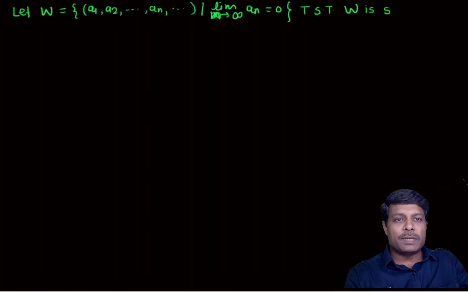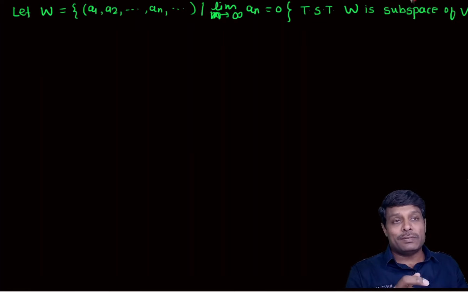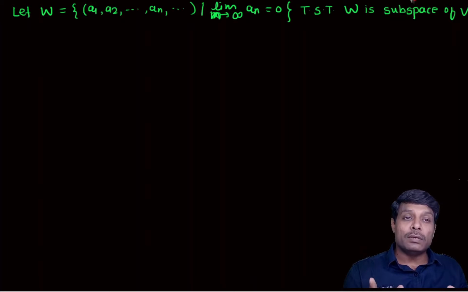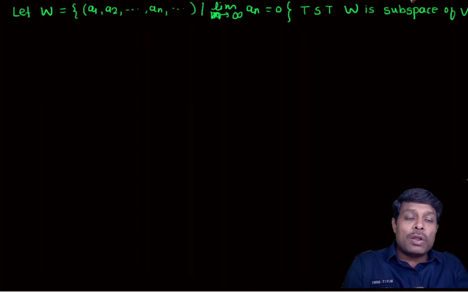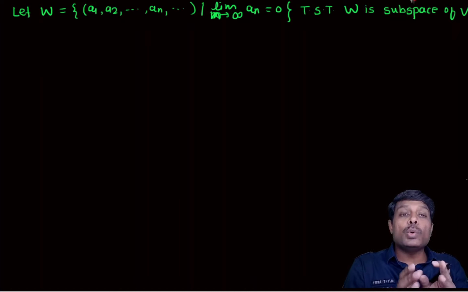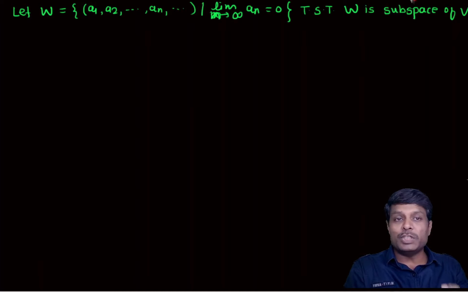We want to show that this W is a subspace of the vector space V. Here vector space V means the vector space of all the infinite sequences, and among all the infinite sequences, in W I have collected only those sequences which converge to 0. It means that those sequences whose limit of the nth term must be 0. So that's why W is a clear-cut subset of V.